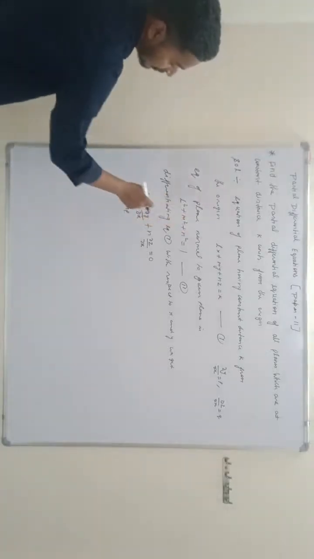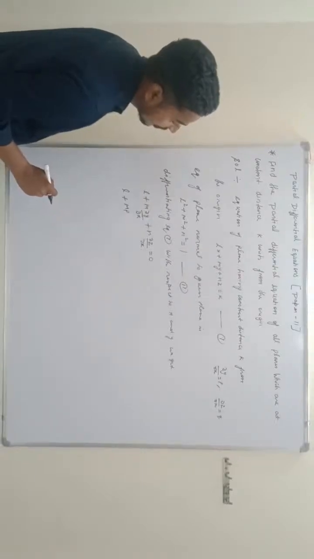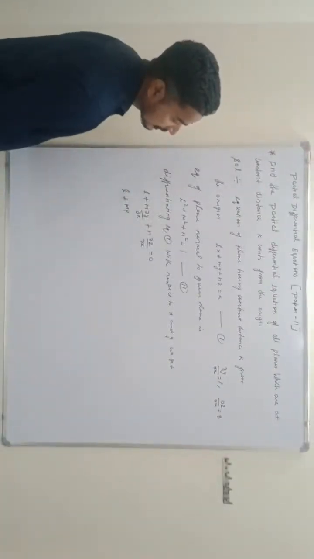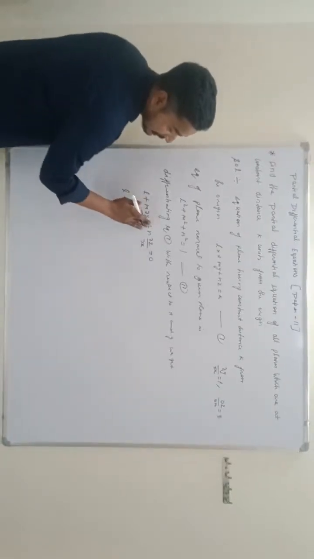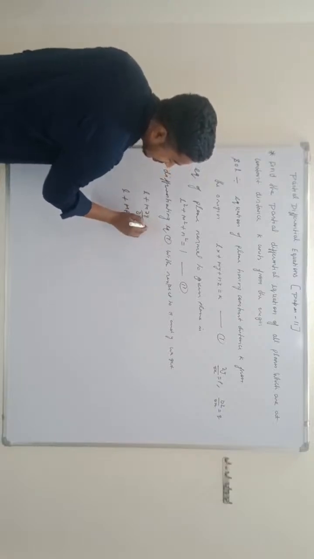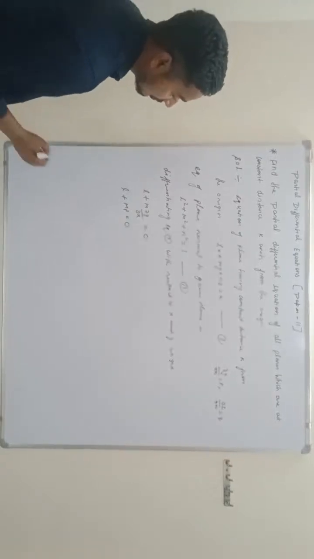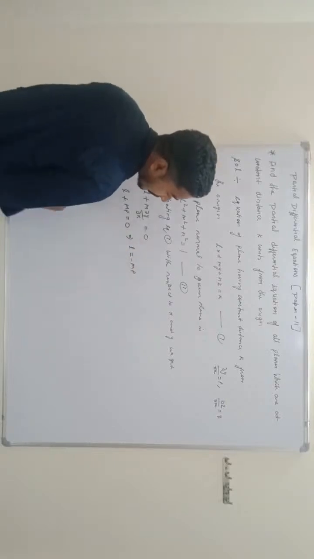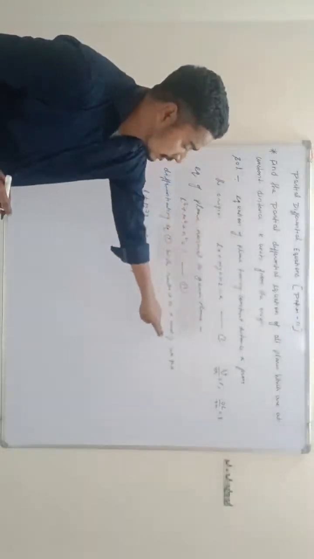Differentiating M with respect to x: ∂y/∂x, this is a function of x and y, so we take y as constant, and this portion is also 0. We get L + MP = 0, and from here L = -MP. Then equation 1 partially differentiating with respect to y.